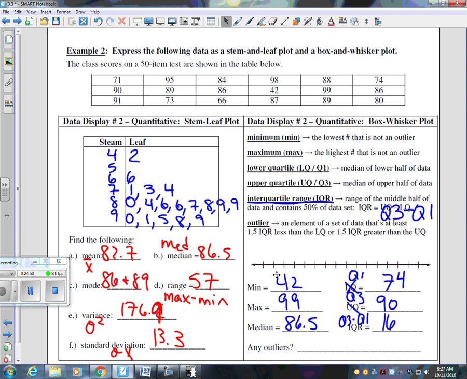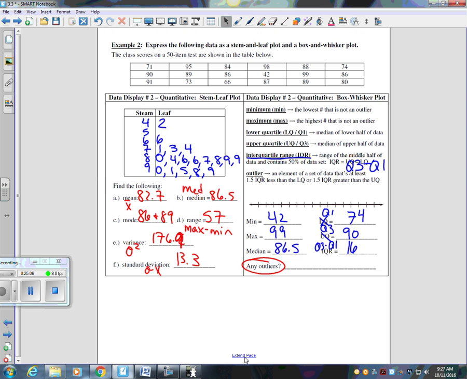Okay, and the last thing you have to do is this. This is brand new. We did not do this in Math 1. To find outliers, we're going to be using a formula. I don't know if y'all have room. Yeah, you got a little bit of room down at the bottom.